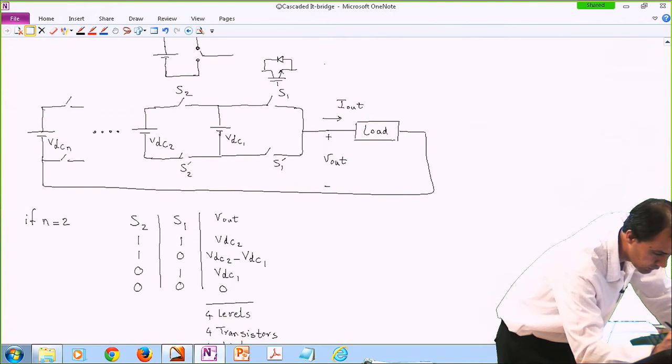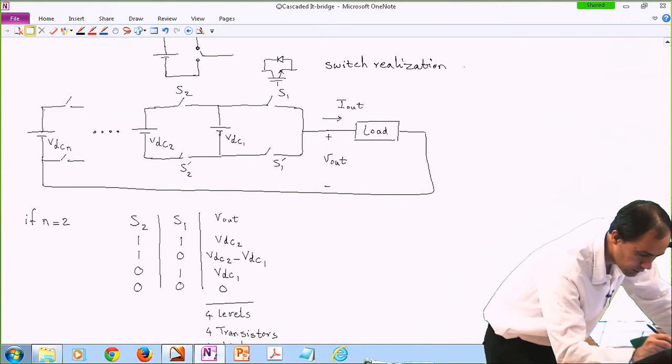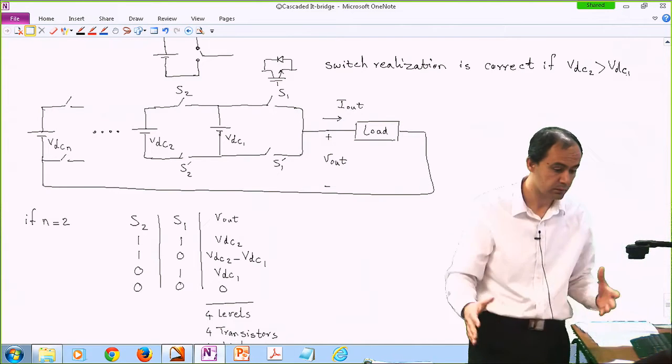as long as VDC2 is greater than VDC1. So let me write it over here. If VDC2 is greater than VDC1. Okay? So it's very easy.